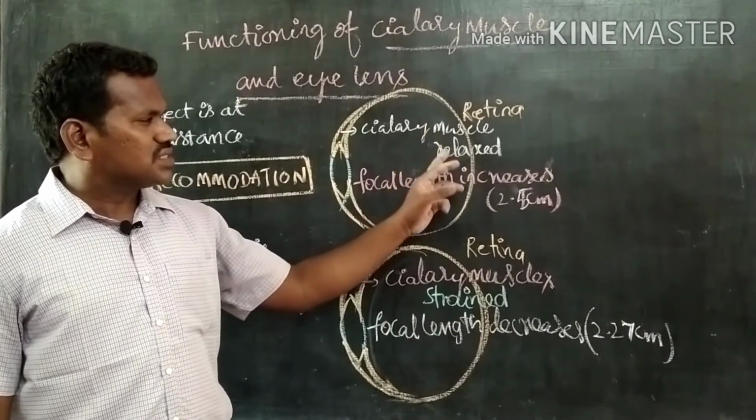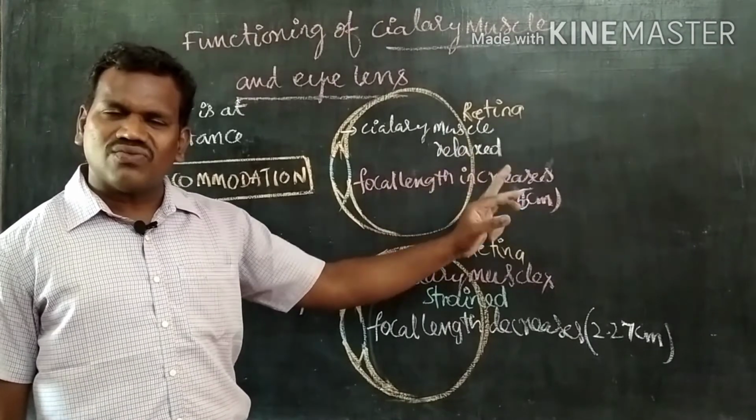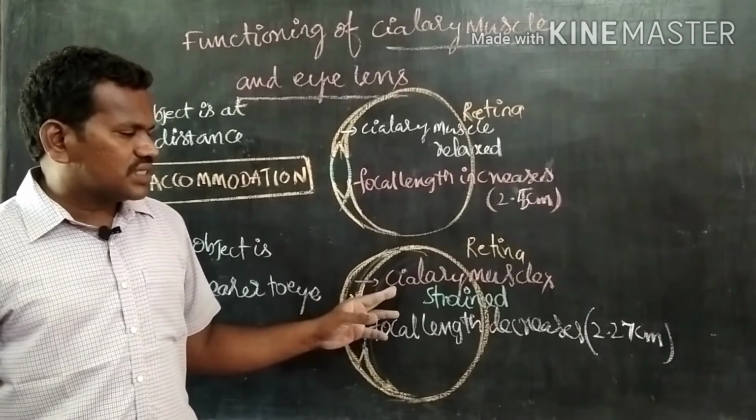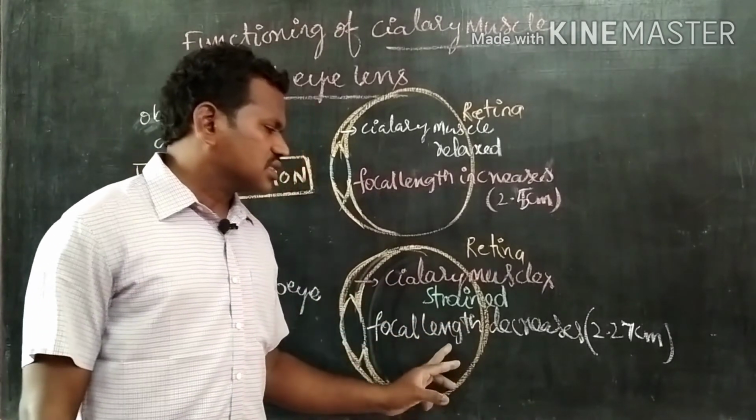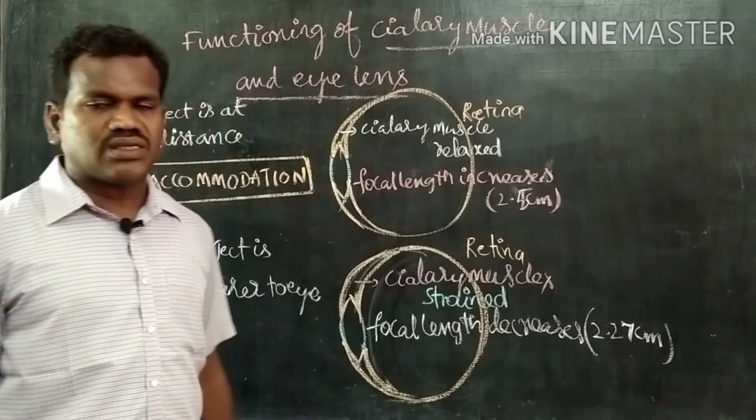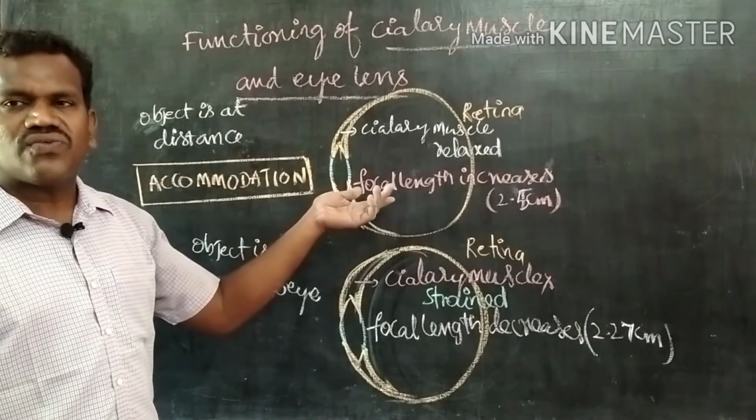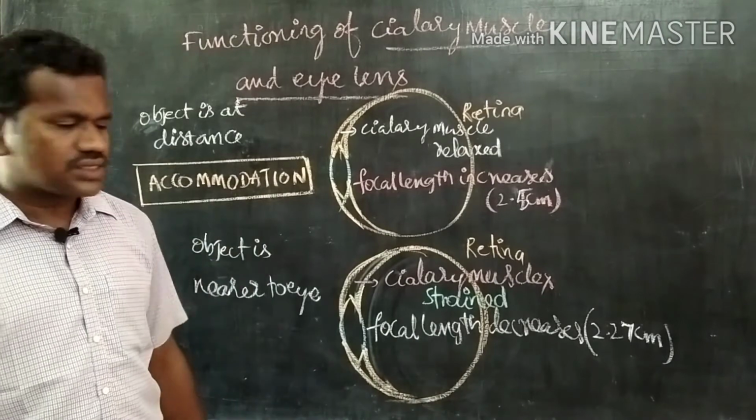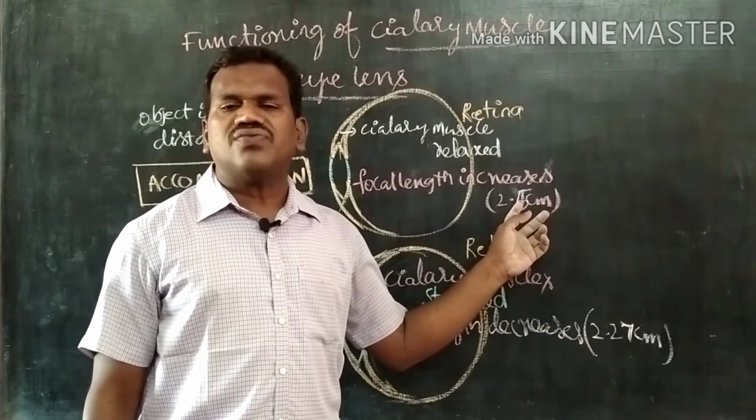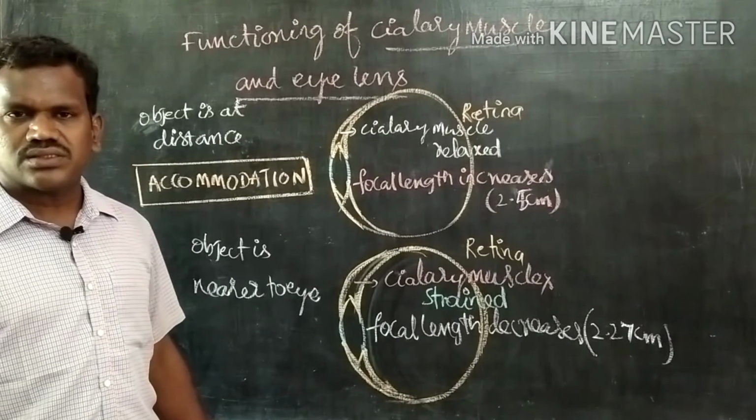If the ciliary muscles are relaxed, the focal length of the lens increases to the maximum value, that is 2.5 centimeters. If the ciliary muscles are strained, the focal length decreases to a minimum value, that is 2.27 centimeters. From this explanation we can understand that the focal length of the lens varies between 2.27 centimeters and 2.5 centimeters because of the control of ciliary muscles.